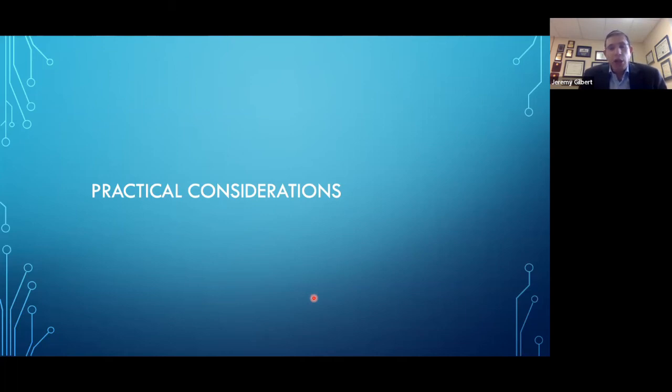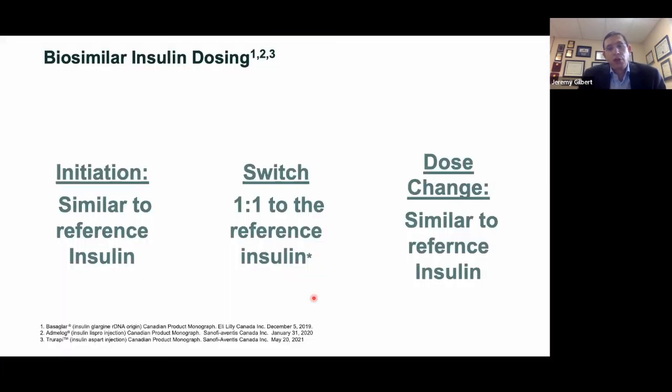But I've highlighted just a few things that come to my mind on some practical considerations. First of all, going back to that biosimilar discussion, when you're talking about starting somebody on a biosimilar, let's get practical. How do we do this? Initiation is very similar to the reference insulin. The switching is one-to-one with respect to the reference insulin, and the dose change is similar to the reference insulin, and apologies for the typo. So basically, what we're saying is that the way you treat the biosimilar insulin, be that basal or bolus, is very similar to how you would manage a reference insulin.